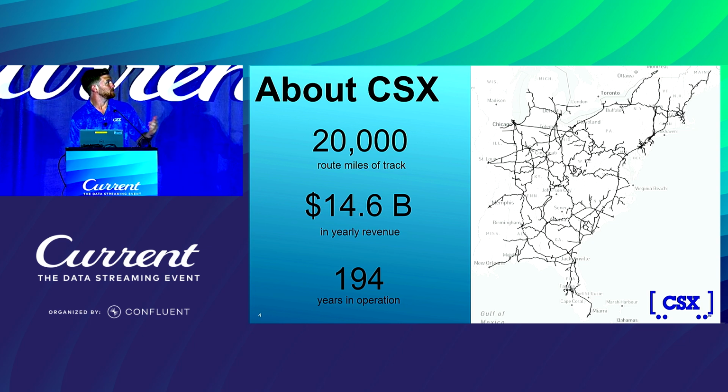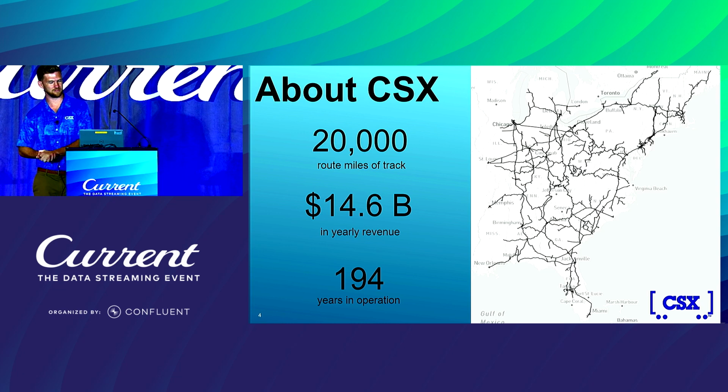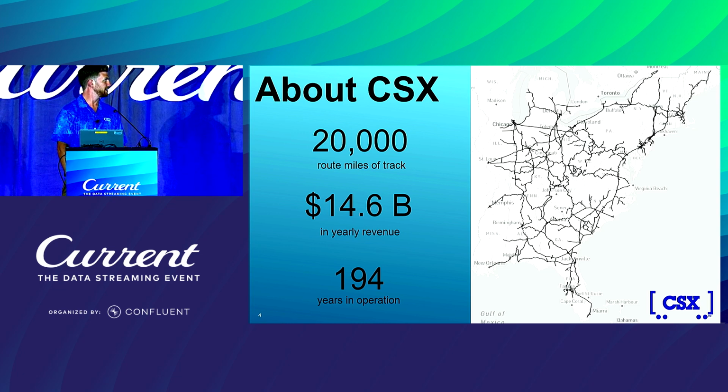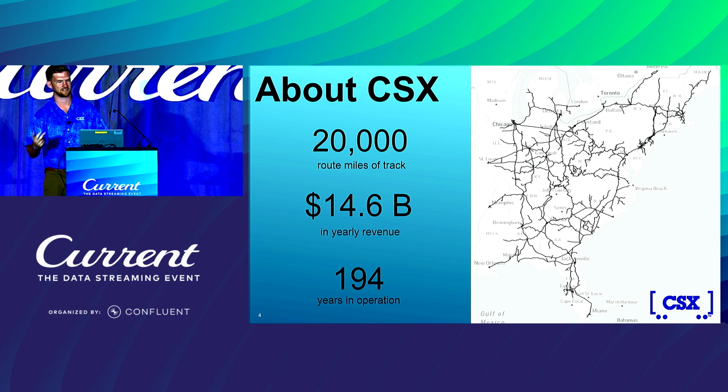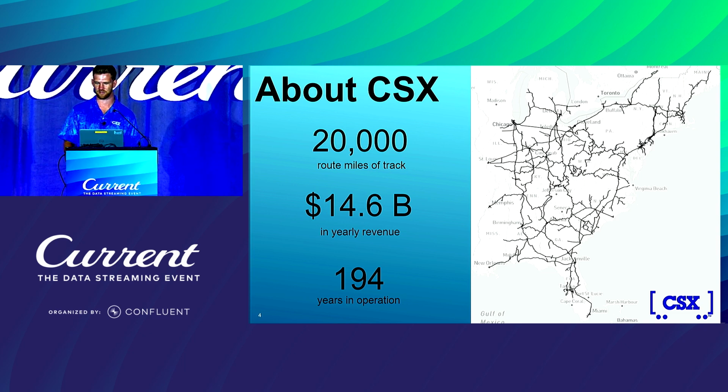If you don't know who CSX is or what we do, we are a major Class 1 railroad headquartered in Jacksonville, Florida. And yes, the Jaguars have been incredibly disappointing lately. I think in 2 games, we've had like 5 catastrophic plays on the 2-yard line. So things are going great there.